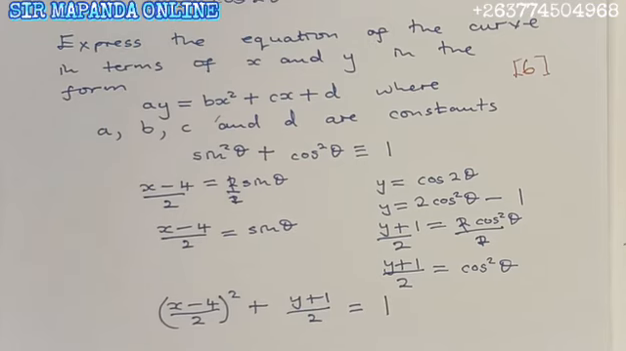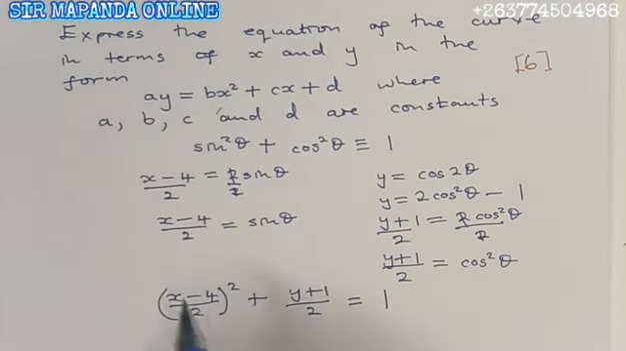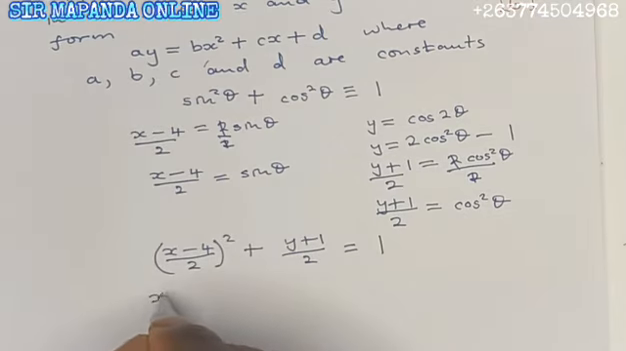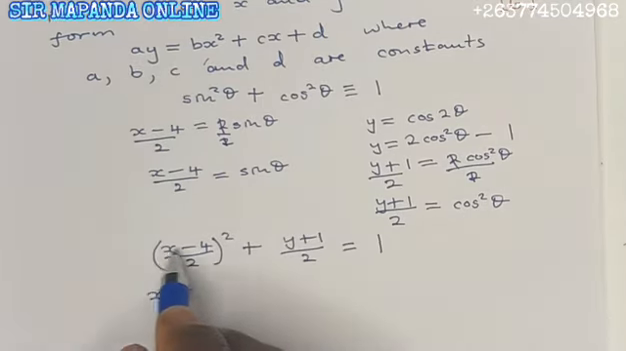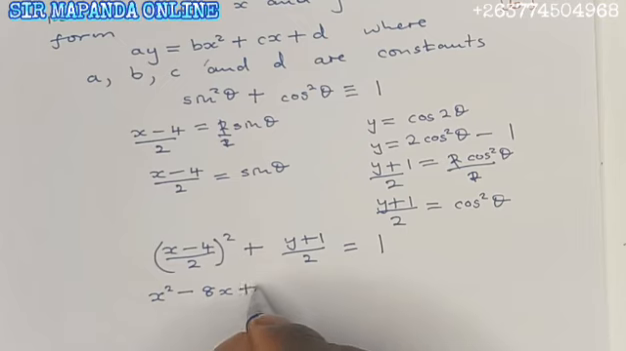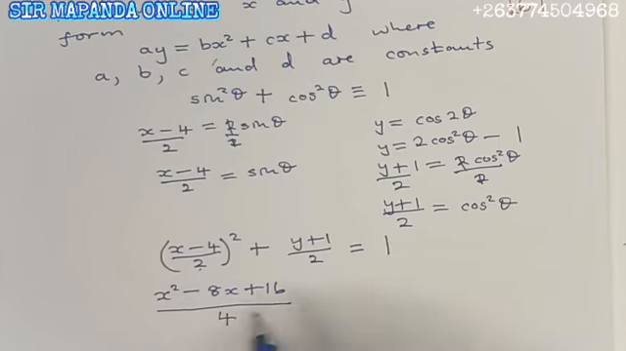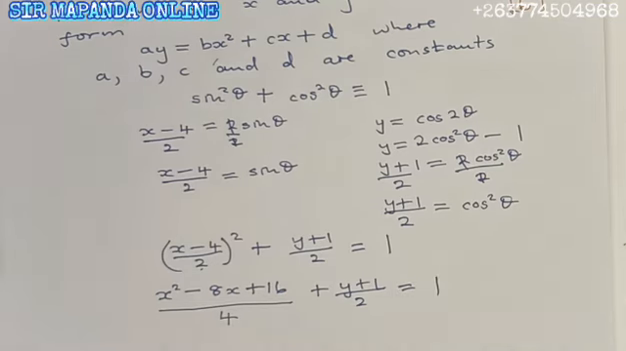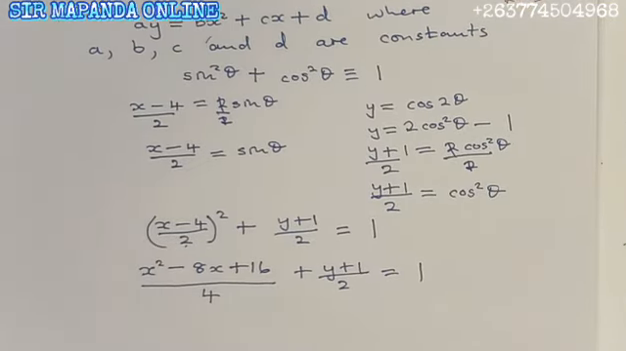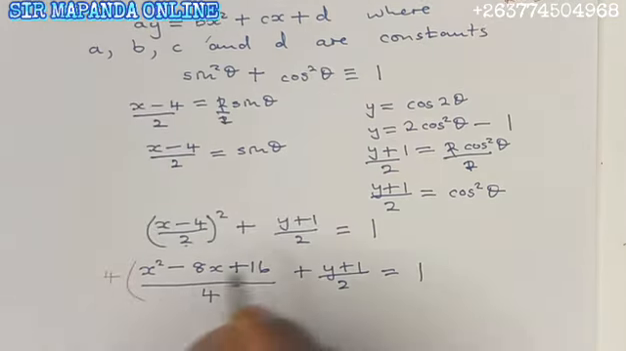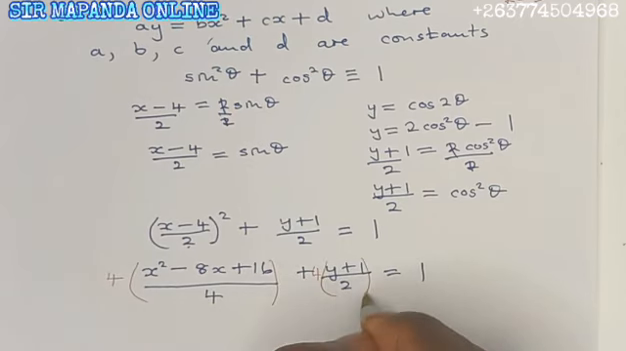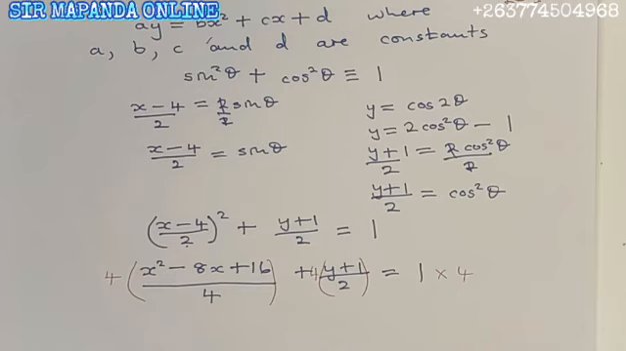Right, so this power 2 raises both the numerator and the denominator. If you expand the numerator, you get x squared minus x times minus 4 times 2, you get minus 8x, minus 4 squared gives you 16. Then 2 to the power of 2, you get 4, plus y plus 1 over 2 is equal to 1. So our LCM is 4. I'm going to multiply by 4 throughout. So this is multiplied by 4, this by 4, and this by 4 to clear up the fractions.